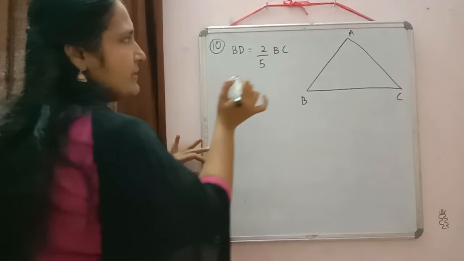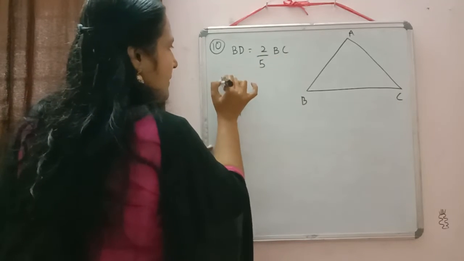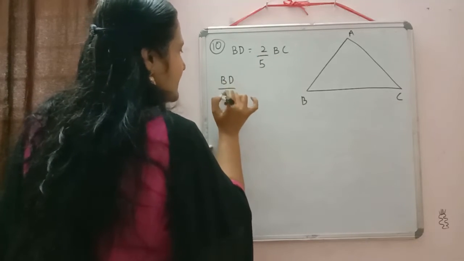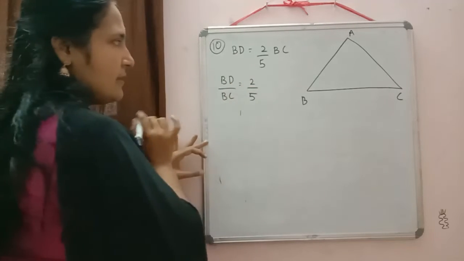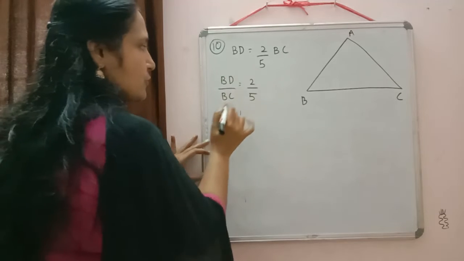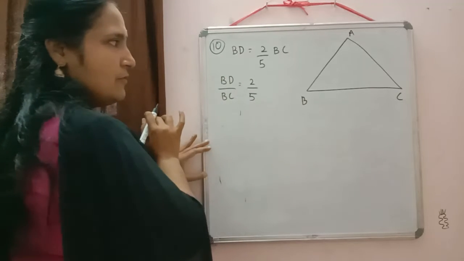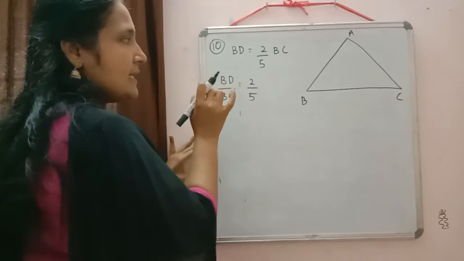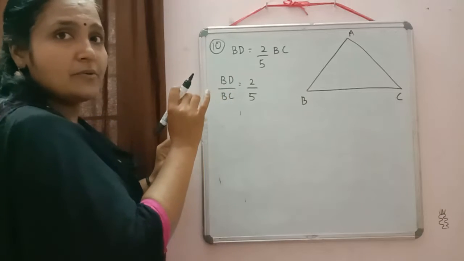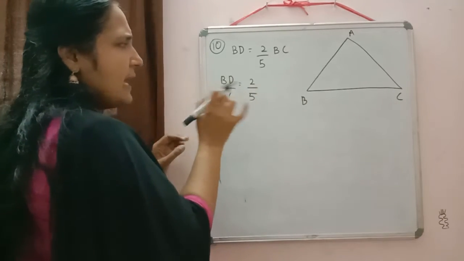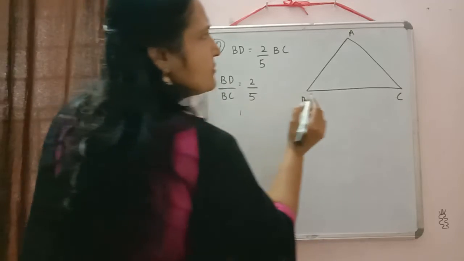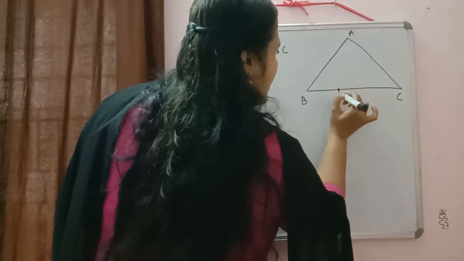Okay. So if we check the ratio, what will come? BD by BC is equal to 2 by 5 is given. So if BD is equal to 2, BC is equal to 5. Then what will be CD? Obviously CD will be equal to 3. Correct? So the length of CD should be greater than the length of BD. So suppose I am taking D here.